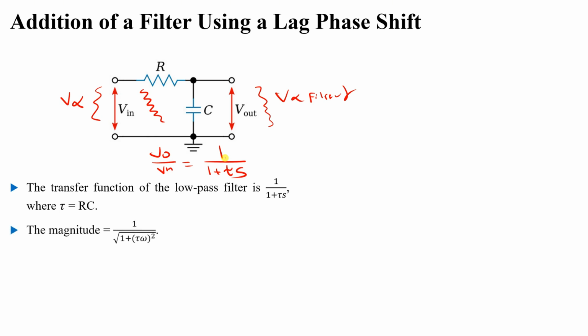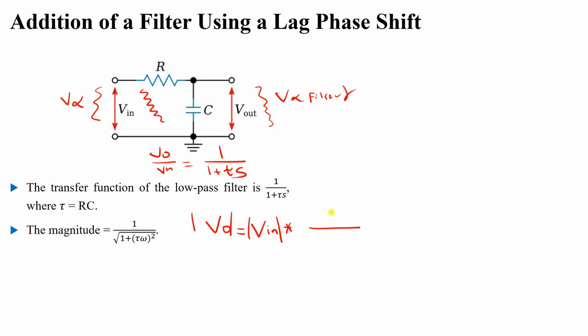What you will find is that the magnitude of this one is 1 over root of 1 plus tau omega all squared. This is the magnitude of this filter. So it means that V out is equal to V input multiplied by, where did we get this? It is simply like this. V out equals V input multiplied by this transfer function. If I would like it as a magnitude, 1 over 1 plus tau S as a magnitude will be magnitude of this part divided by magnitude of this part.